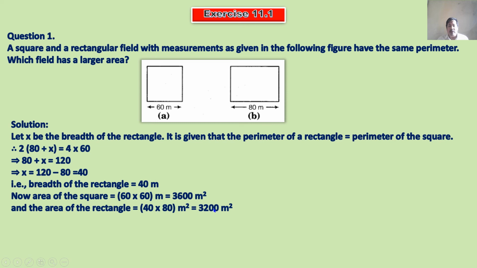Yes, 8 for 32 and 2 zeros, yes. There is 3200 meters square. So now the area of the rectangle is 3200 meters square and the area of the square is 3600 meters square. So which area is greater now? The area is greater for the square field, isn't it? So we got the final answer: hence the square field has a larger area. So this is the answer for question number 1, and let's go to the next question now.